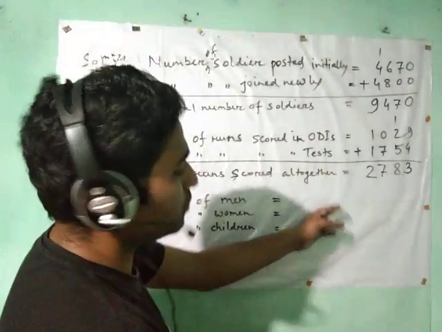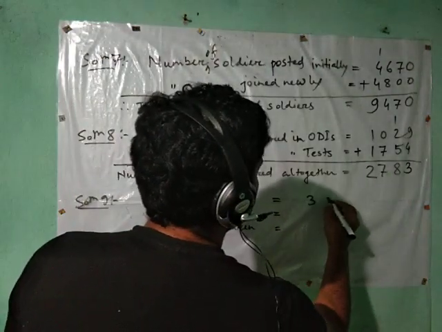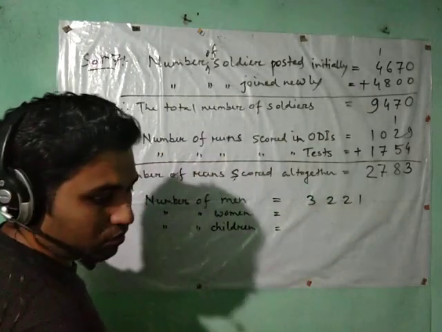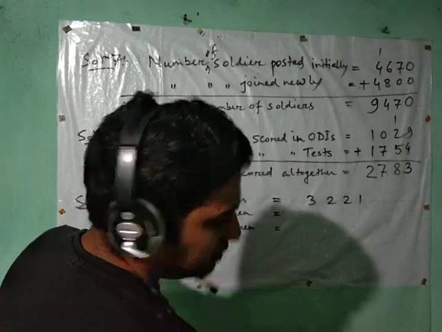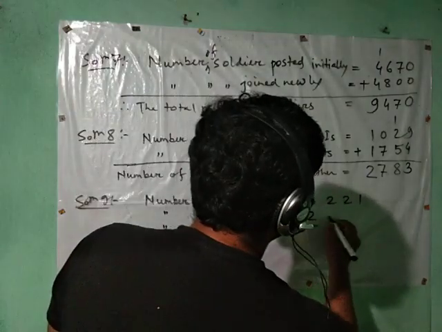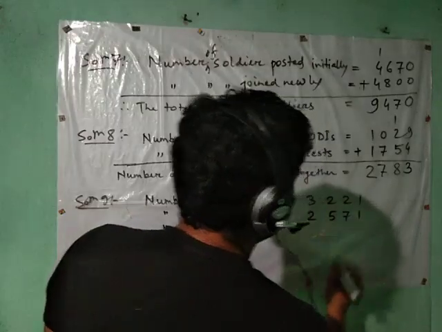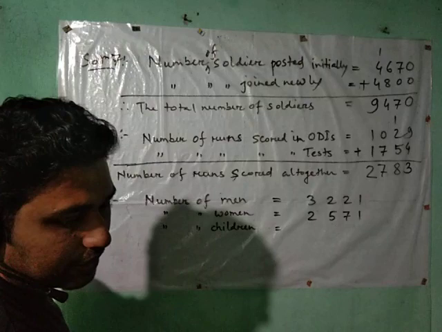Okay, all of them I will put here. Men, 3,221. Women, 2,571. And how many children were there?